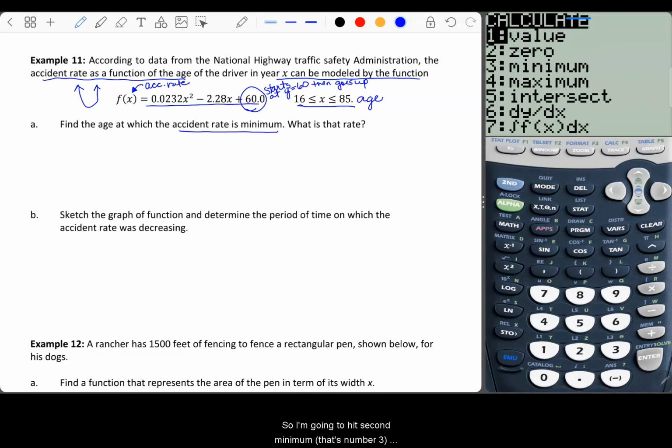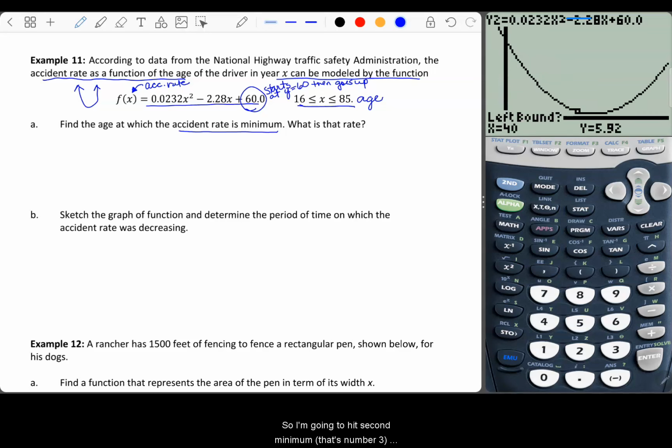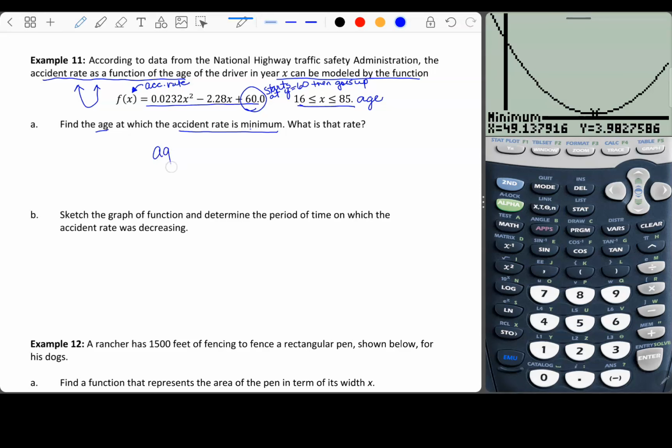So I'm going to hit second minimum, that's number 3, and do left bound to the left of the minimum, and then cursor over and get the right bound to the right of the minimum, and come back and take a guess. And it looks like around 49 years of age, you have the lowest accident rate, which is 3.98 for the rate. So the age is 49. Let's round to 49.